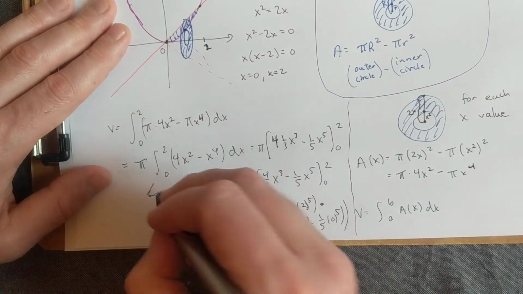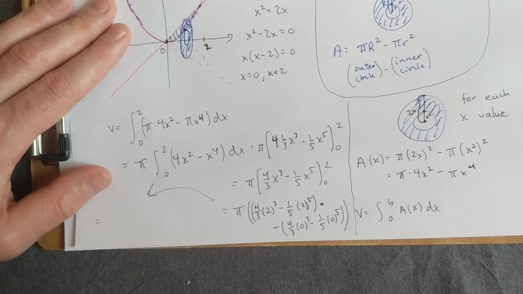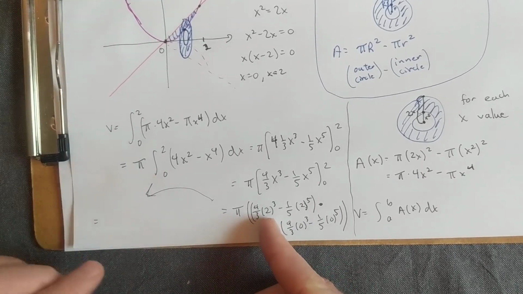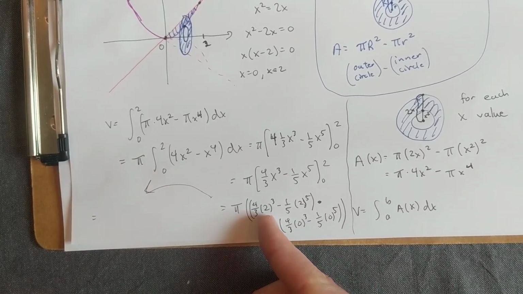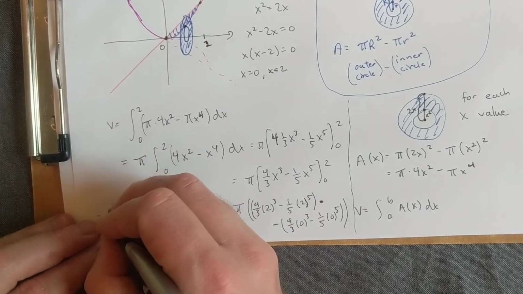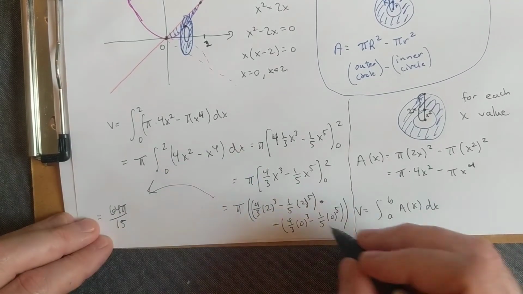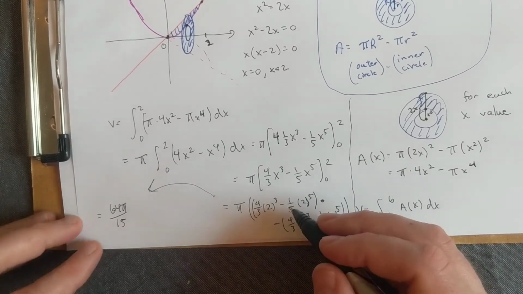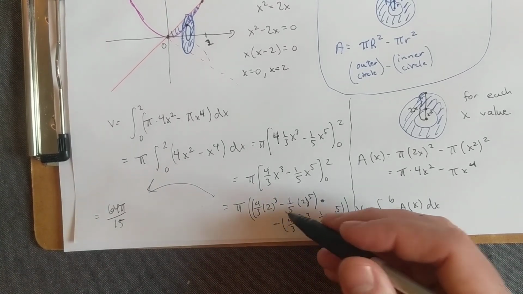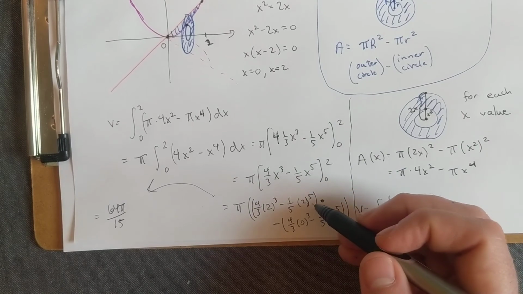Here, I'm going to put the answer over here. In the end, we get 64 pi over 15. All right. So all this is 0, and then this is 32 over 3 minus 32 over 5.